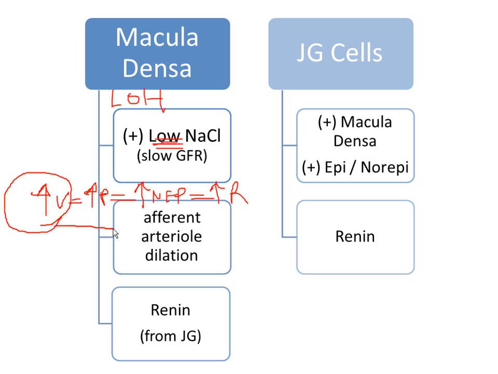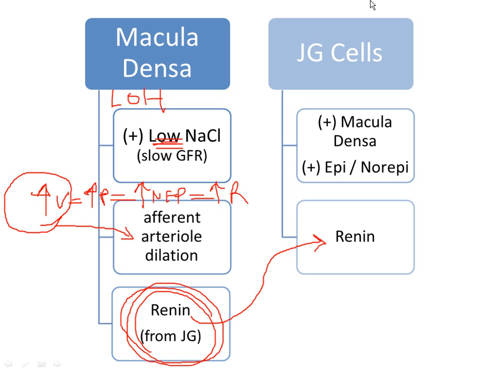So that's what we see here. The macula densa cells dilate the afferent arteriole so that more blood comes in, pressure rises, rate rises. The other thing they do is they stimulate the JG cells to secrete renin. You see that over here. And it turns out JG cells, not only can they be stimulated by macula densas to secrete renin, they're also stimulated by the hormones of stress to secrete renin.